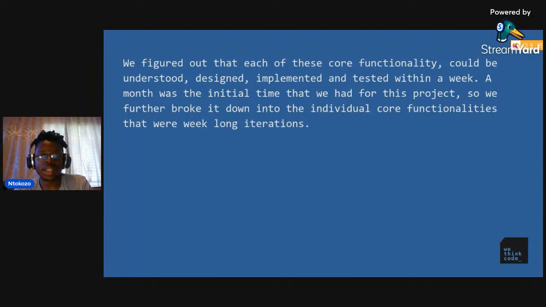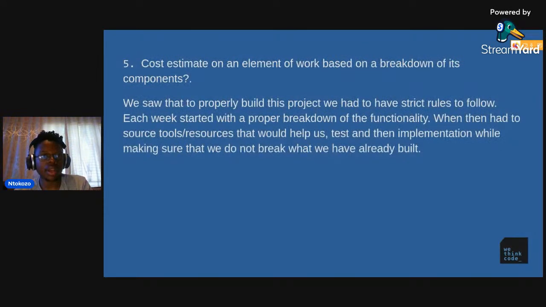A month was the initial time that we had for this project, so we further broke it down into individual core functionalities that were week-long iterations. Cost estimate on an element of work based on a breakdown of its components. We saw that to properly build this project, we had to have strict rules to follow. Each week started with a proper breakdown of the functionality. We then had to source resources that would help us test and then implement while making sure that we do not break what we have built already.